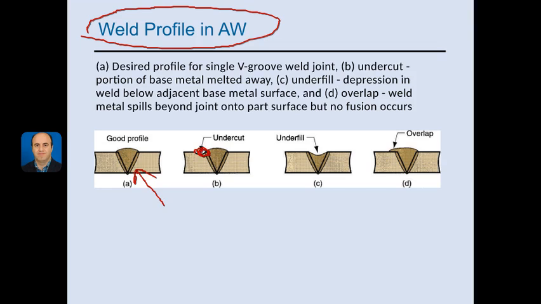So we may have some underfill. It should have enough material to fill that area, but it's not there. So it's called underfill, a depression in the weld. The last one is overlap, where the weld is going to spill beyond the joint, but there is no fusion. So there is no connection between that metal and this base metal, and it is called overlap.